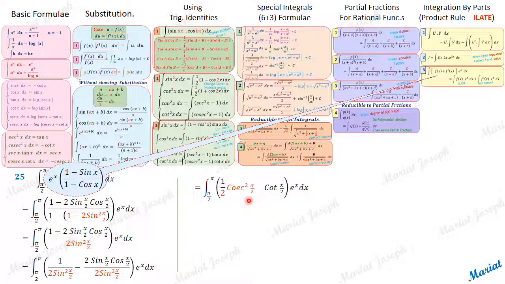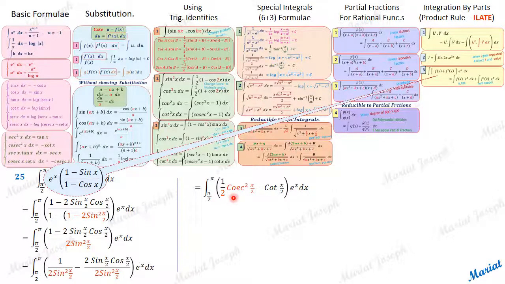Now look at these two terms we have made. What is the derivative of cot x by 2? Derivative of cot x by 2 is minus cosec square x by 2 into half. Why should there be a half? Because of the chain rule applied on the cot x by 2 derivative. Cot x derivative should have been minus cosec square x.